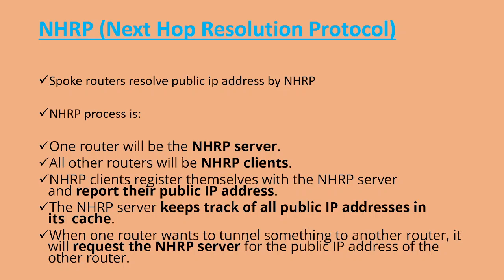So actually what happens is that the NHRP spokes request the NHRP server, meaning the hub router, for public address resolution. The NHRP hub, or the NHRP server, redirects the resolution message to the spokes, and after that the spokes build a tunnel between themselves without consulting the hub router.